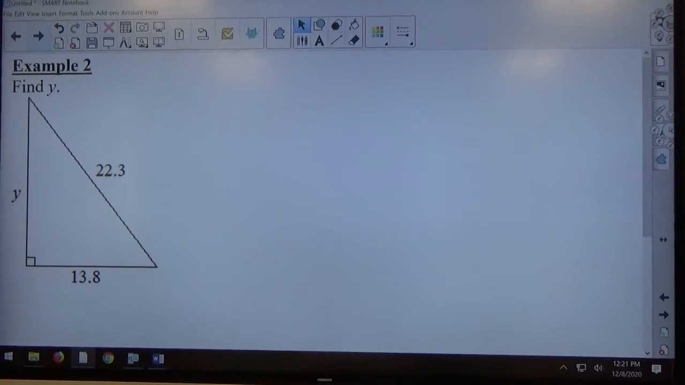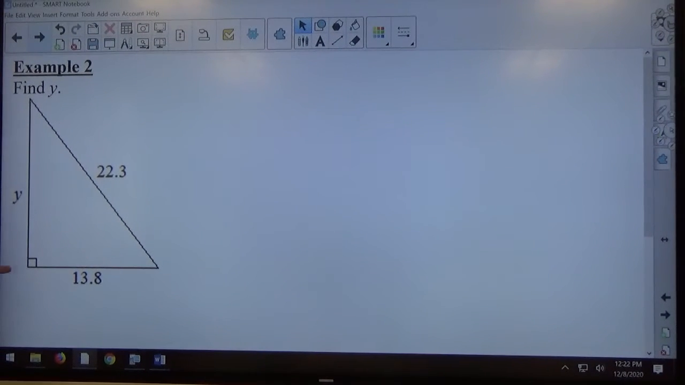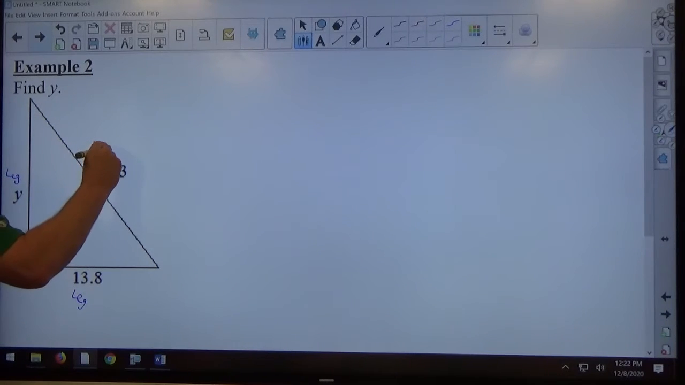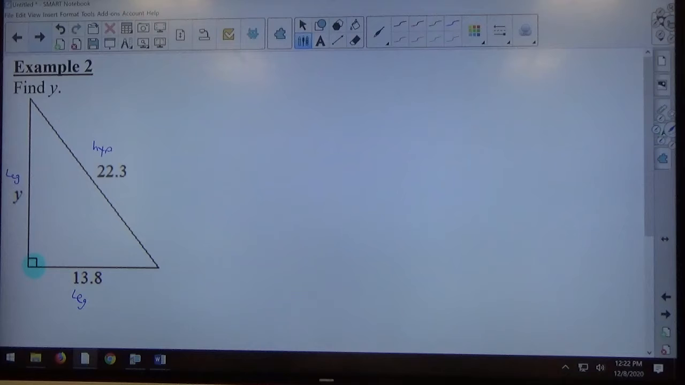All right, so example 2, find y. Once again, you notice we have a right angle here. Once I establish what the right angle is, I can establish a leg and a hypotenuse. Always at least mentally do that exercise. You don't have to necessarily write it on the paper, but just make sure you know what the legs are, what the hypotenuse is, so you create the Pythagorean theorem correctly for that problem.